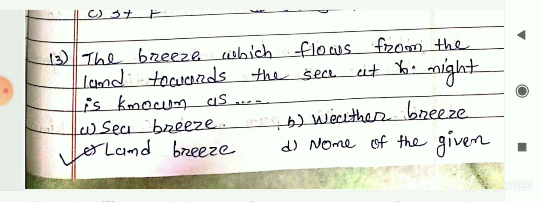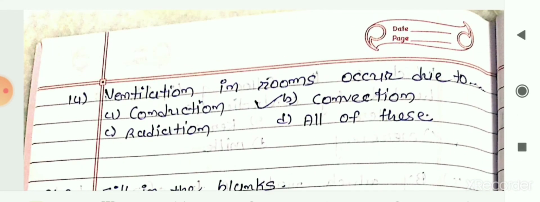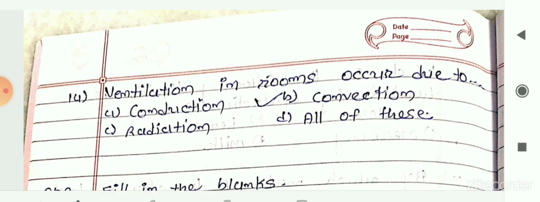Next, question 13. The bridge which flows from the land towards the sea at night is known as the land bridge. The bridge which flows from the land towards the sea is known as the land bridge, and it flows during the night time. Next question is, ventilation in rooms occurs due to blank.